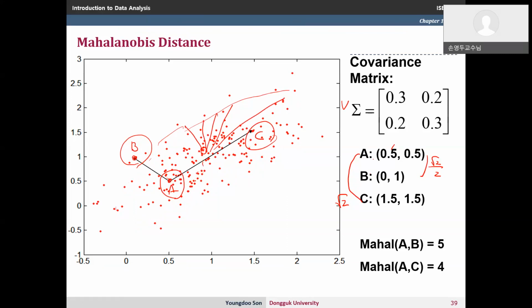So here, moving from A to C follows this line, and moving from A to B follows this line. So by Mahalanobis distance, this distance becomes shortened, and this becomes longer. So the Mahalanobis distance between A and B is greater than A and C. So that is the main difference between the Euclidean distance and Mahalanobis distance.